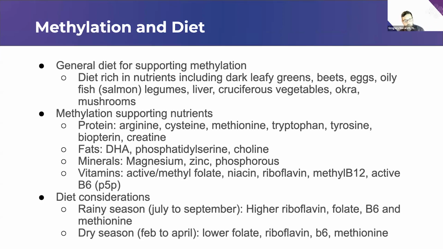Some dietary considerations. I thought this was really interesting: they've looked at methylation, methyl donors, and methylation metabolites seasonally. In the rainy season from July to September, plants make more nutrients. They have higher chlorophyll, and so they're higher in riboflavin, folate, B6, and methionine, these crucial nutrients for methylation. So in rainy seasons you see better methylation sufficiency versus the dry season, from February to April. Assuming you're eating seasonally or locally, and you're in the part of the hemisphere that is colder and drier, you'll see lower folate, riboflavin, B6, and methionine. So there is this seasonality between methylation sufficiency and insufficiency.